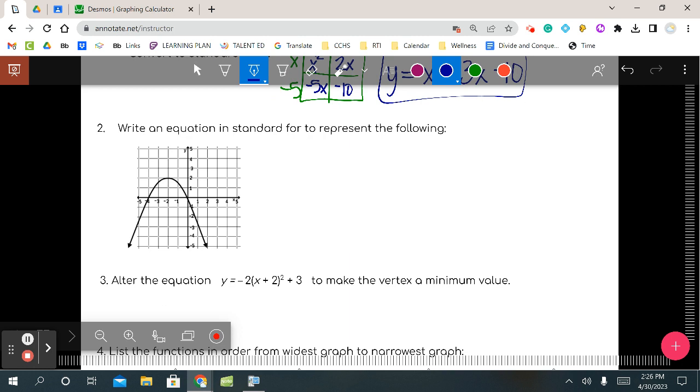This one says write an equation in standard form. So if you guys remember, your standard form is y equals ax squared plus bx plus c to represent the following. Okay. So in order to get there, we can't just write it straight to standard form. We have to write it in vertex or intercept form before we can convert it. So I am going to show you how to do it in both.